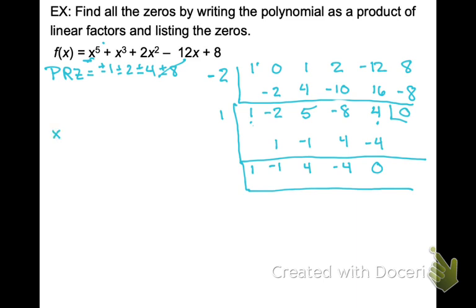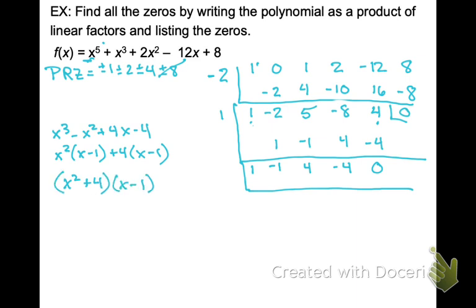So we have x^3 - x^2 + 4x - 4. We group the first 2, second 2? Okay. So then x^2(x - 1) + 4(x - 1). So I have (x^2 + 4)(x - 1). Now it says list the factors first, yes? Okay, so this was what factor?